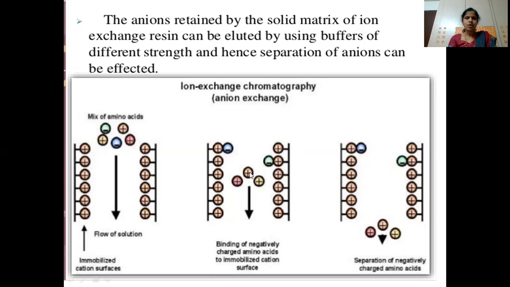Later on we need these negative ions also. To get back these negative ions, we have to change the buffer. Separation of these ions can be brought about by changing the strength of the buffer. So for eluting this negative charge, you have to change the buffer strength. Thereby the negatively charged ions will be collected later on.